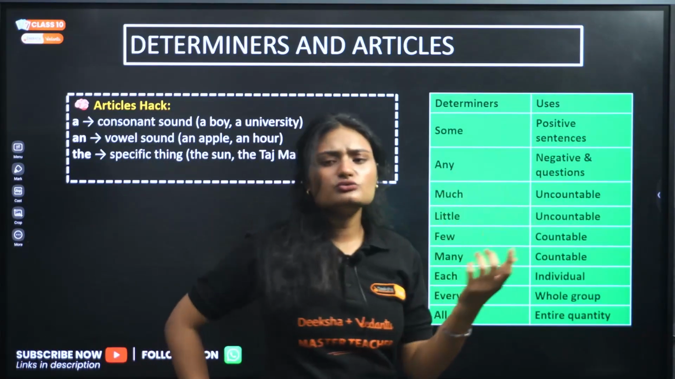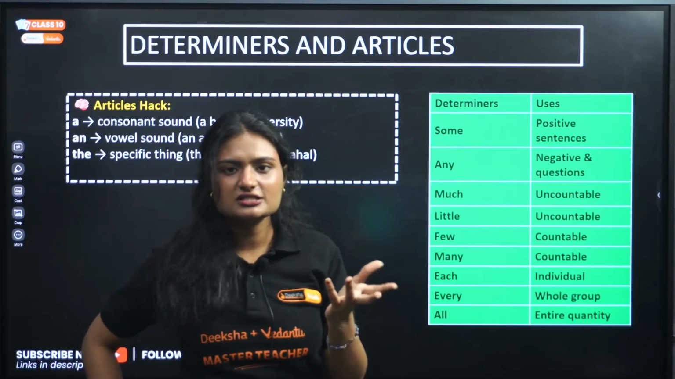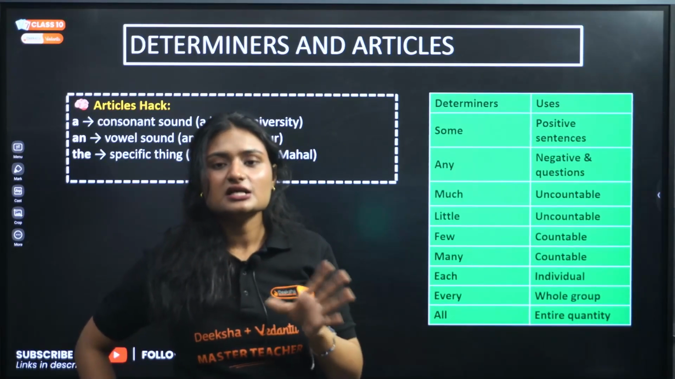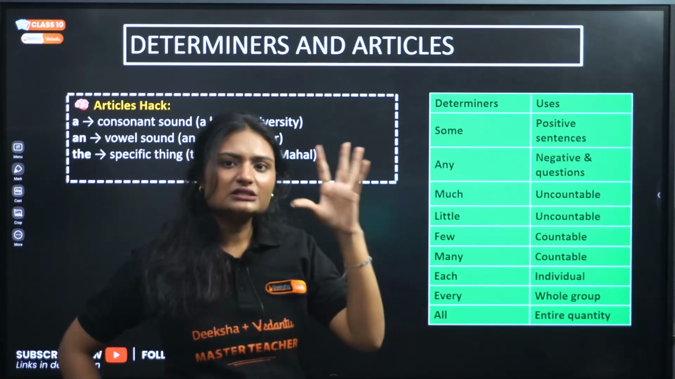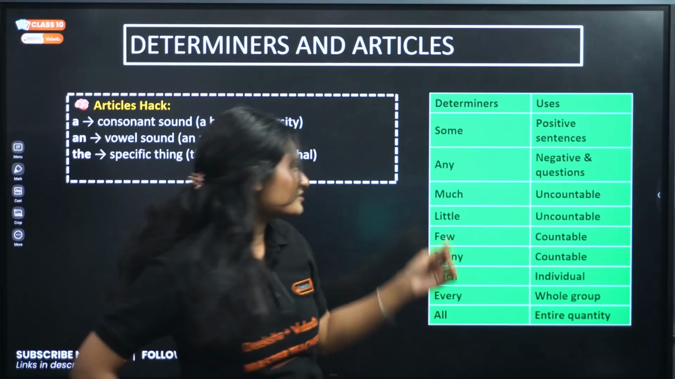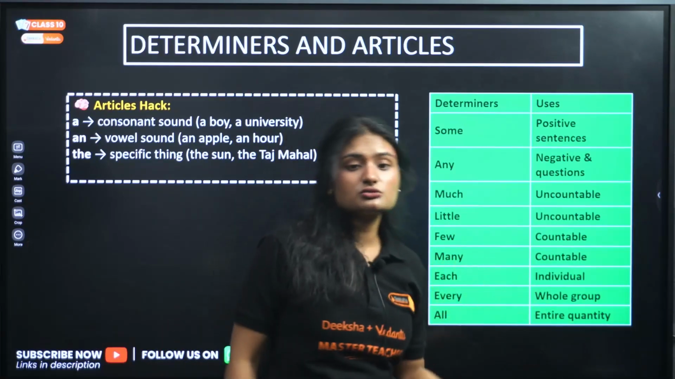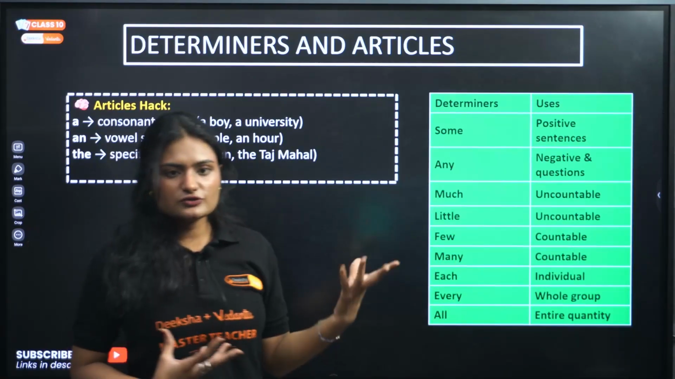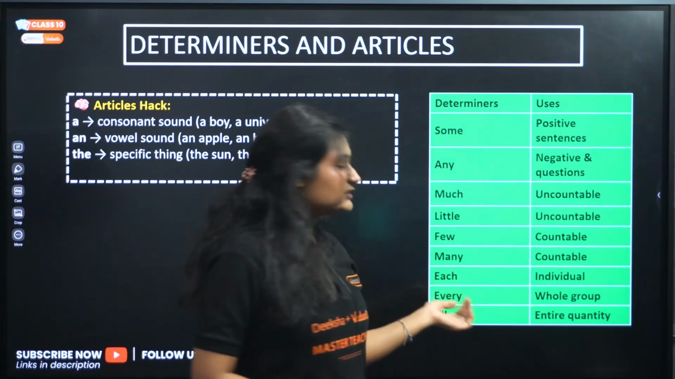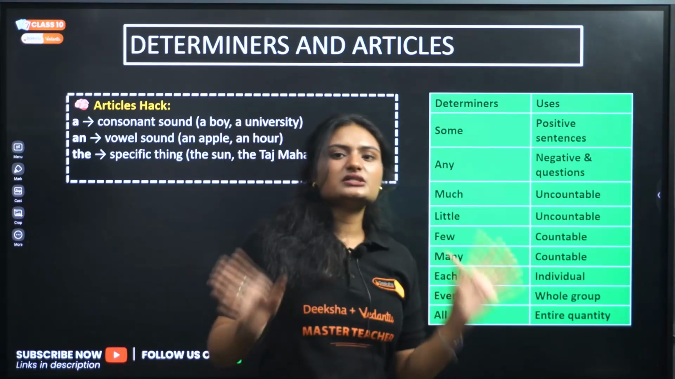Much is used when the thing you can't count. How much is the weather? You can't count the weather, right? Sorry, that is a wrong sentence. Weather you cannot count, but you can count the temperature. Next, little is uncountable, few is countable, and many is also countable. Each is used for an individual, every is used for the whole group, and all is used for the entire quantity.